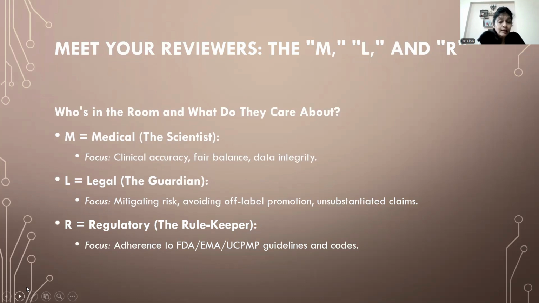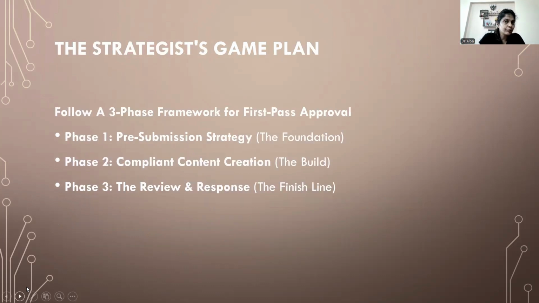Now coming to legal, they will talk about risk mitigation for the company as a whole. If by mistake you have gone ahead with off-label promotion, the legal feedback would catch it. And then coming to regulatory, in a way it is the rule keeper. It will give comments related to adherence to FDA, EMA, and in India, UCPMP guidelines and codes. So you will get an umbrella of comments from these three reviewers covering their own areas of expertise.